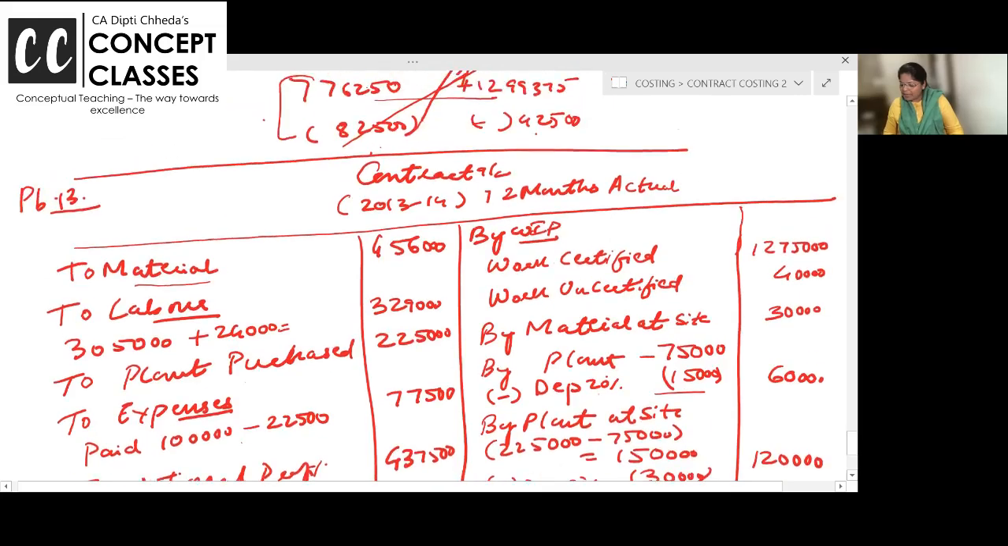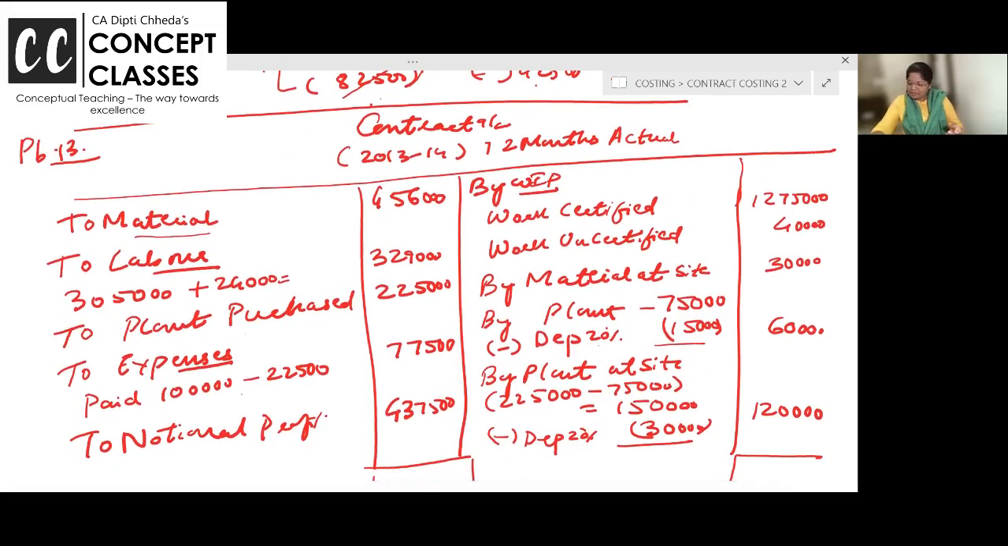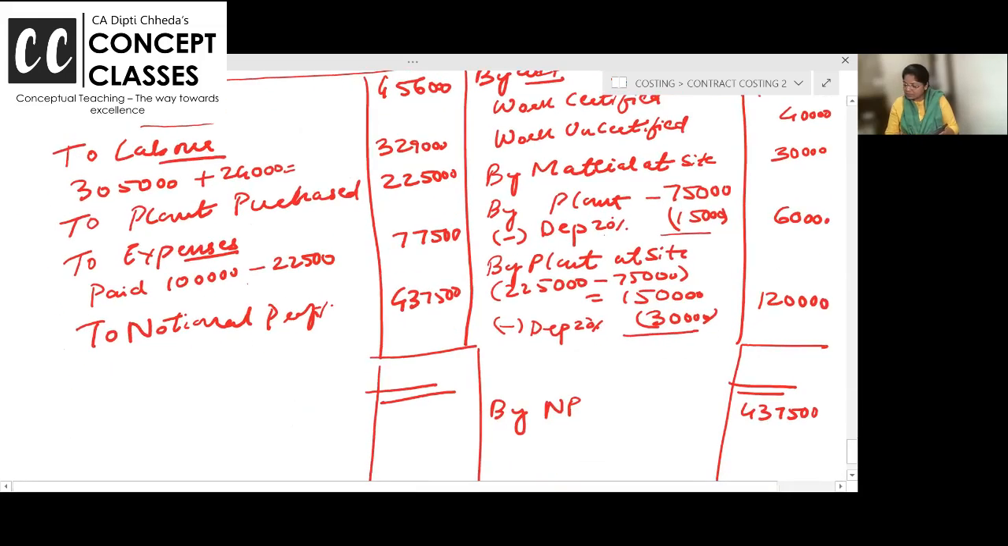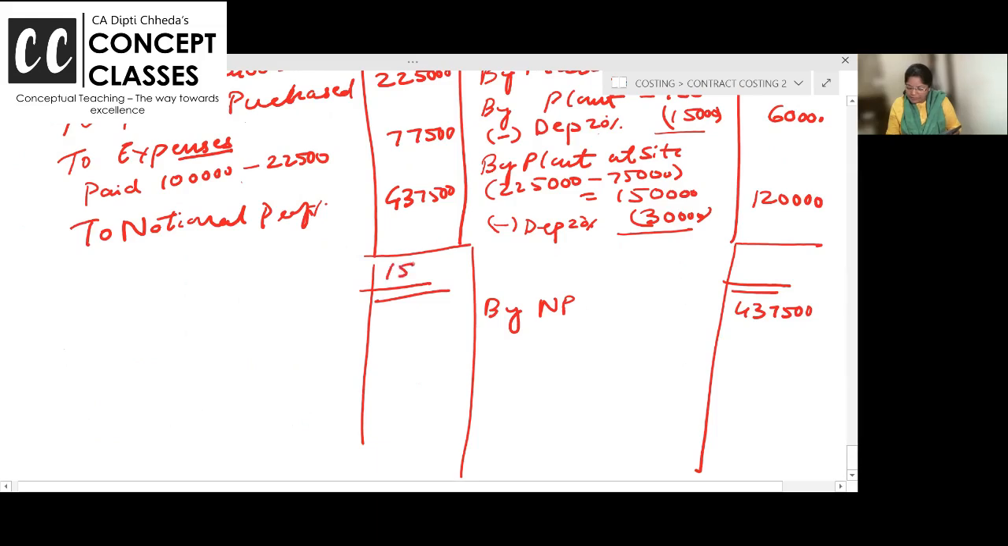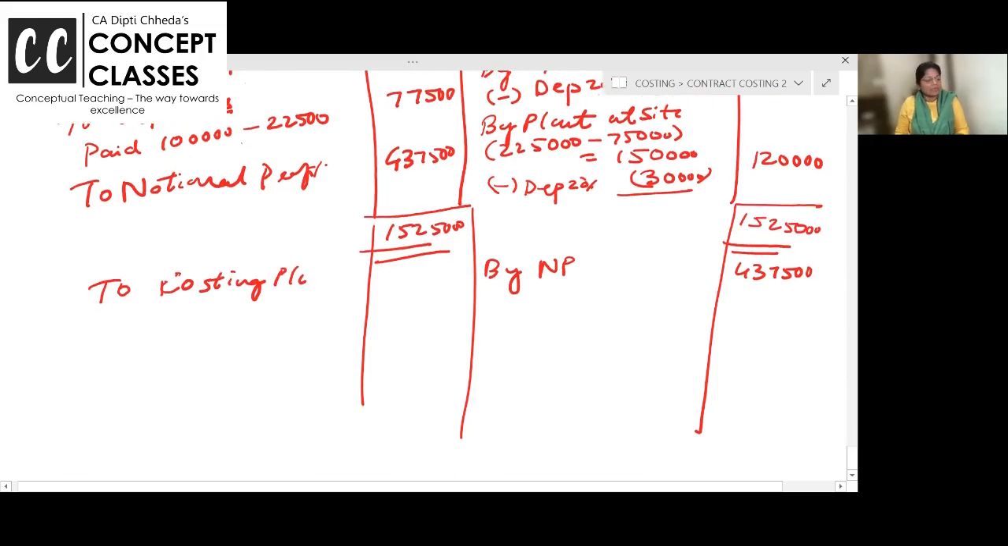No, total is not 12,75,000. Na? So many items are there. 1275 is the only work certified. Do the total again. 15,25,000. Out of notional profit, some profit you will transfer to the costing P&L account.